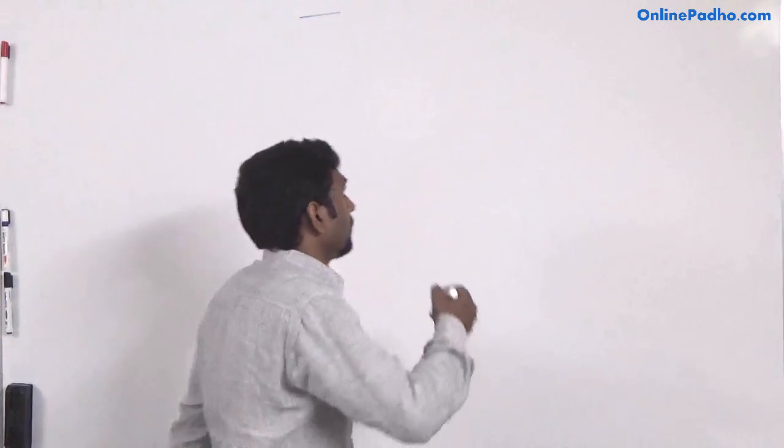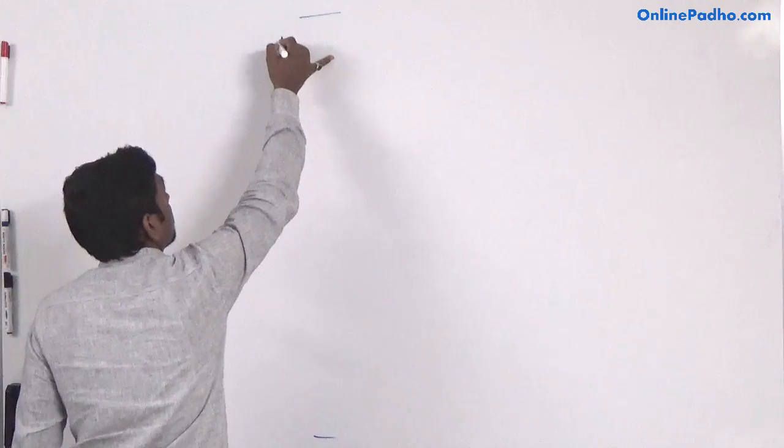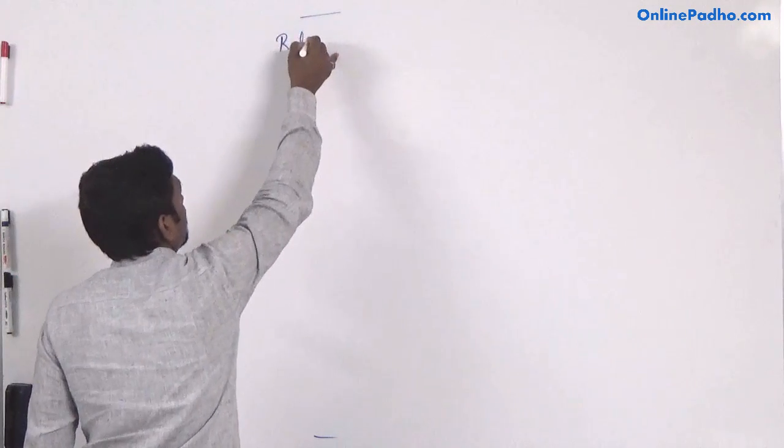And now we are going to discuss the first chapter of class 12 mathematics today, that is relations and functions. And the first topic is relations.